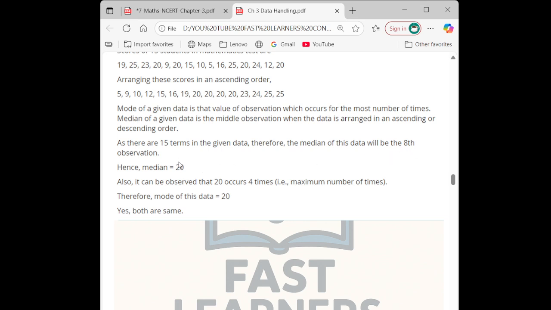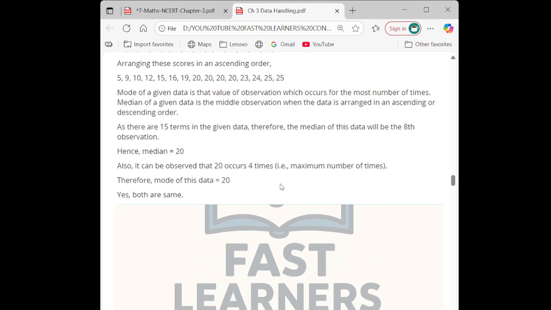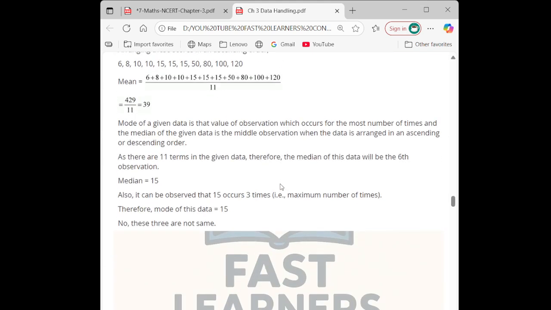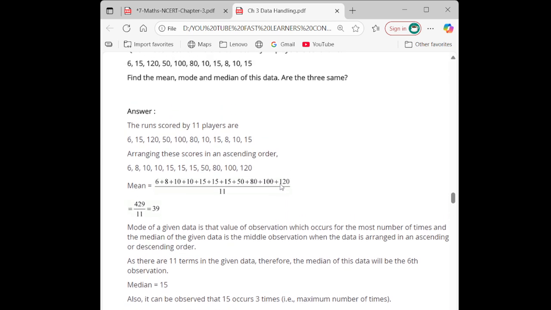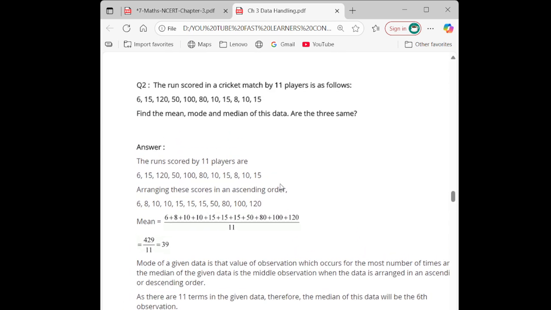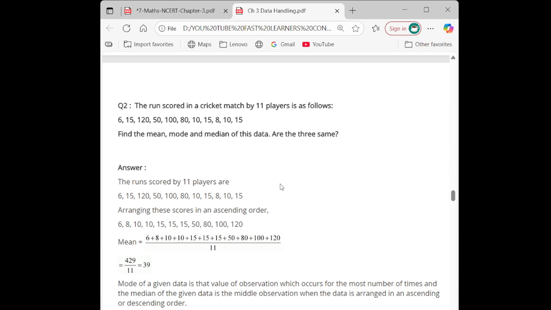So there's a formula to find this: n plus 1 divided by 2. So you do 15 plus 1, that is 16. 16 divided by 2, that is the 8th observation. It will be the median of the data. To find out the median of the data, we can use the formula n plus 1 divided by 2.